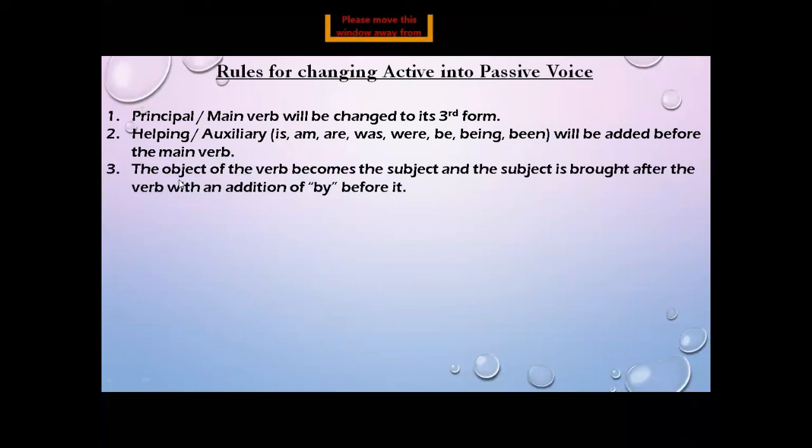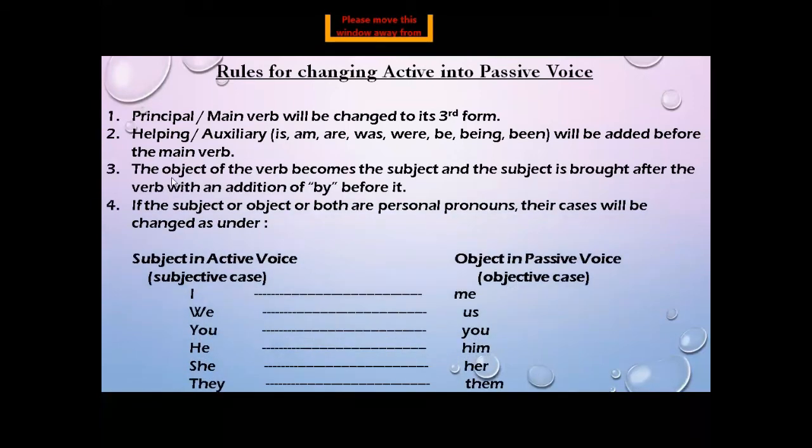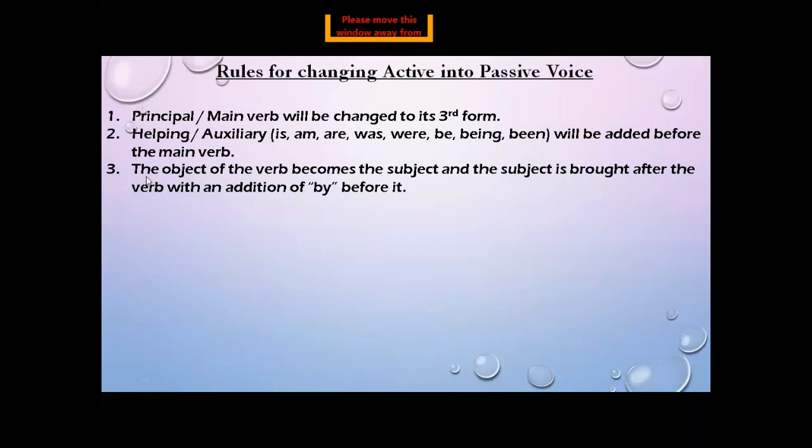Now the third rule is, the object of the verb becomes the subject, and the subject is brought after the verb with the addition of "by" before it. I told you before, the object becomes the subject. The object takes the place of the subject, and the subject is brought after the verb. The subject is placed.